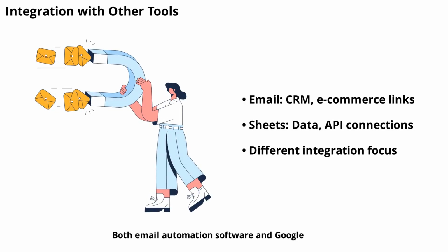Both email automation software and Google Sheets can integrate with other tools, but the nature of these integrations differs. Email automation tools often connect with CRM systems, e-commerce platforms, and social media to enhance marketing efforts. Google Sheets integrates with a wide range of data sources, APIs, and productivity apps, making it a flexible hub for data management. Integrations expand the capabilities of both tools, but their focus remains distinct.